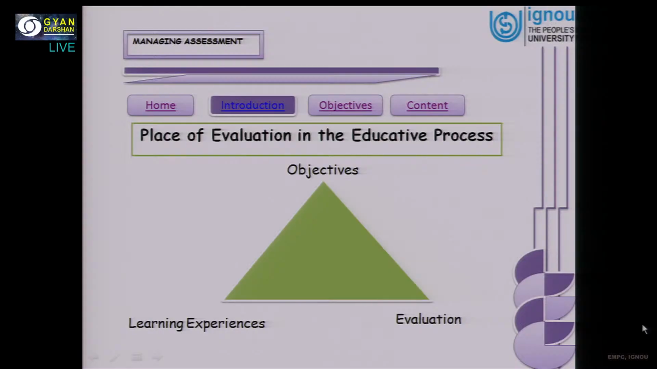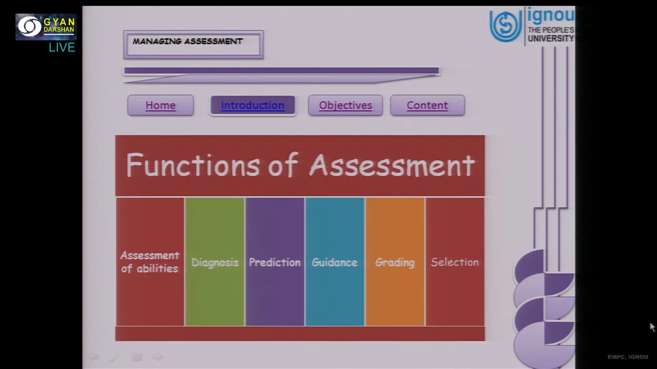So we can see that the objectives are always interrelated with the learning experiences, and from the learning experiences we should adopt the correct evaluation. There we can see a linkage between the objectives, learning experiences and evaluation. Hence, if we put an arrow mark, it goes to and fro, showing the interlinking and interrelatedness between these three.